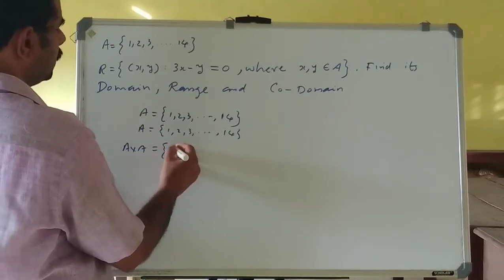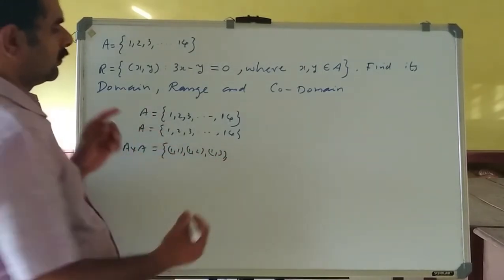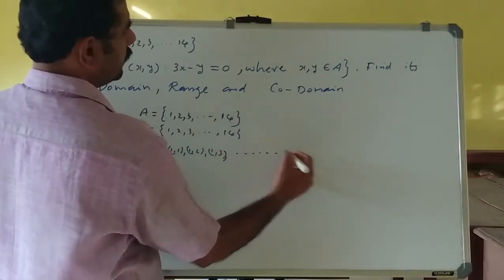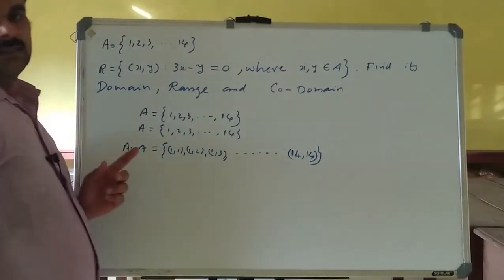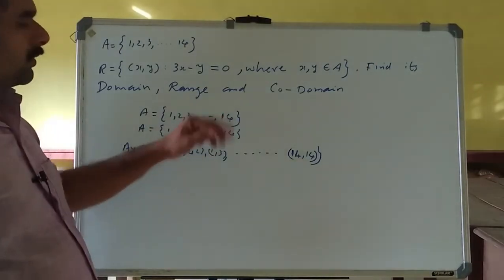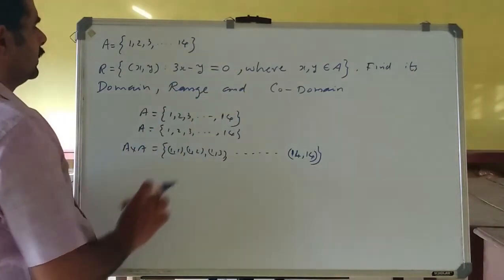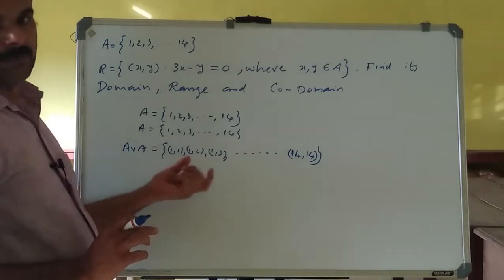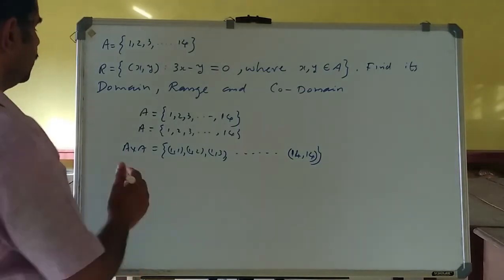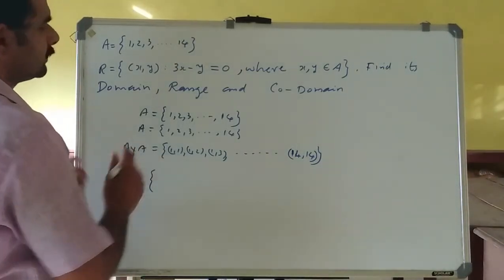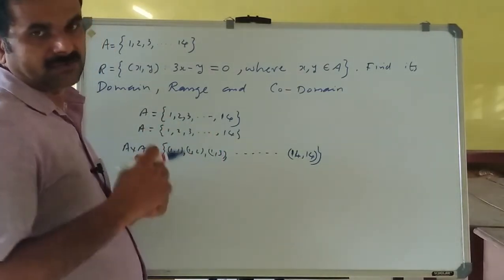Then what will be A cross A? That is 1 comma 1, 1 comma 2, 1 comma 3, 1 comma 4, and so on, finally 14 comma 14. There will be 14 into 14, that is 196 pairs. So that is A cross A. Then you can select some pairs from A cross A which satisfy 3x minus y equal to 0. That is R. This is our ability to select some pairs from A cross A.